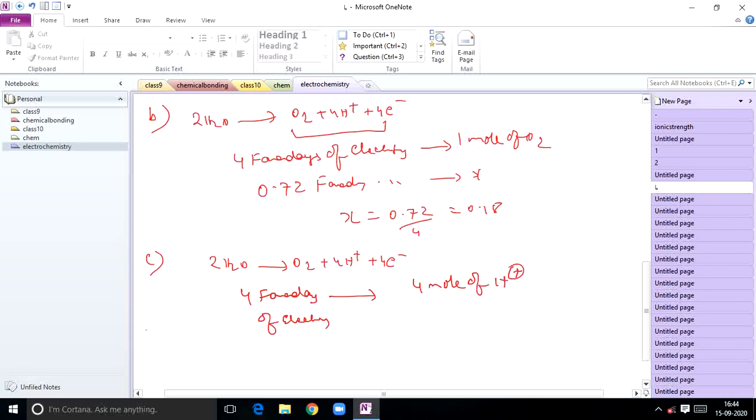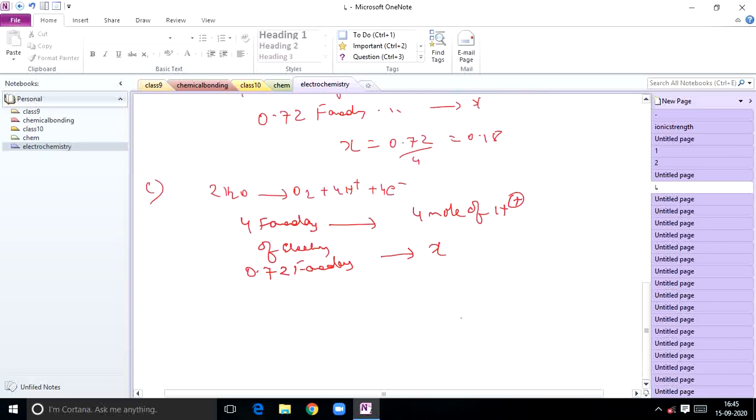Now for 0.72 Faraday of electricity, how many moles of H plus are released? X. So for 4, so here X value, how much you will get? 4 into 0.72 by 4. So here also you will get 0.72 moles of H plus, right?